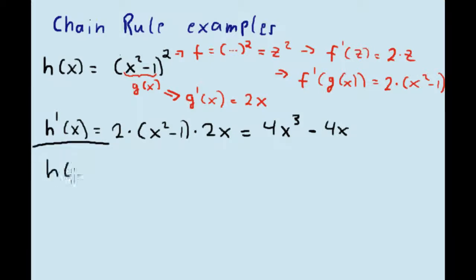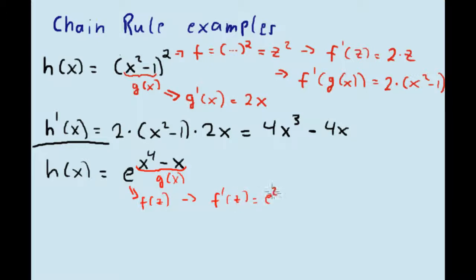A new example. h of x equal to e to the x to the 4 minus x. Now let's see, what could we define as inner and what's the outer function? Again, an easy choice. I would define this as g of x, and the e function by itself is f of, again, you can call this z. So that means that f prime of z is just e to the z again, which means that f prime evaluated at g of x is the full original function unchanged.